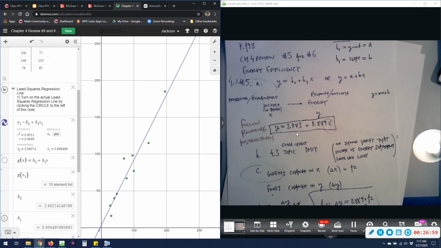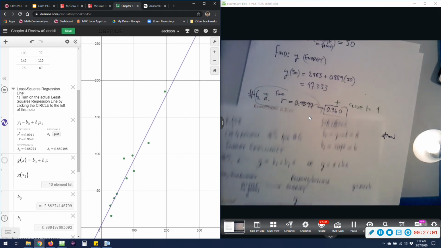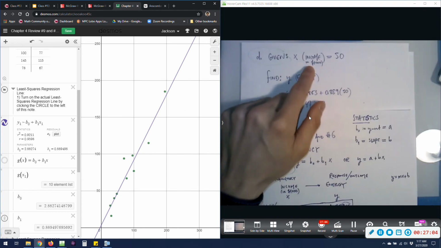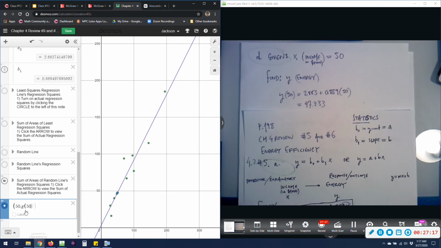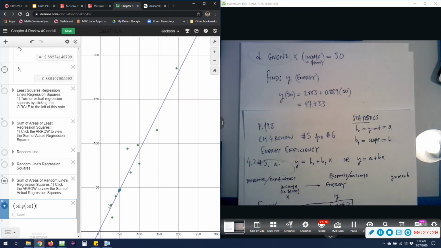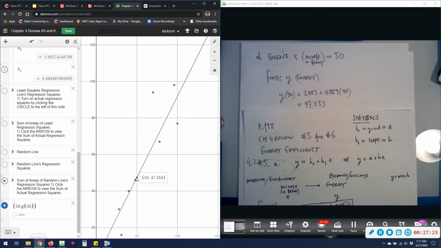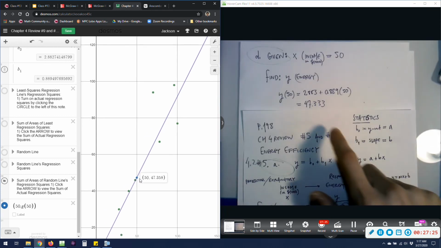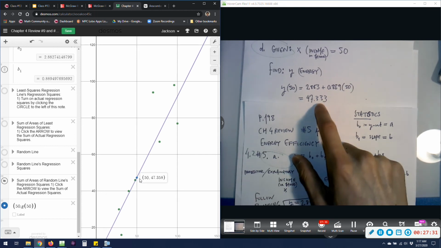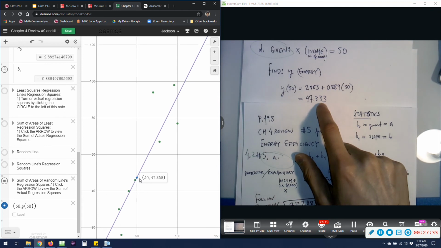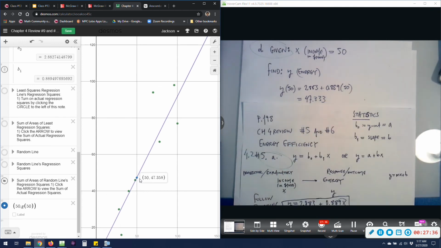And what we predicted in part D here is, well, we took x equals 50, and then we plugged it into our equation, which I call G in here. That predicted a y of about 47.333. So it's a little bit off because of the rounding here, but it's not too bad. It's about 0.02 off. So that's what is predicted here.